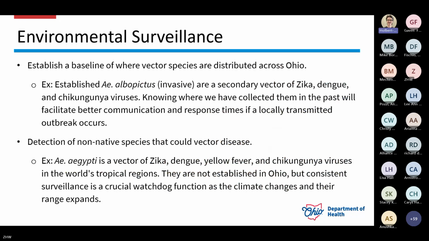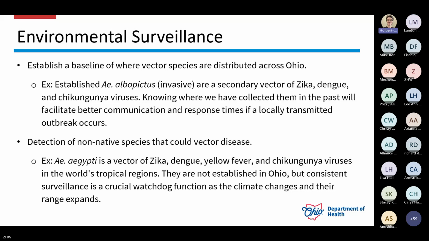Another reason why we do this environmental surveillance is it helps establish a baseline of where the vector species are distributed within Ohio. For example, Aedes albopictus is invasive, but it's established, and it's a secondary vector of Zika, dengue, and chikungunya. Although there are no locally transmitted cases of these diseases in Ohio, collecting them and knowing where they're at helps us understand the risk of local transmission if we start to see human cases.